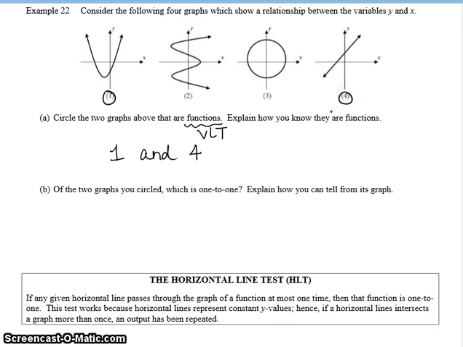Which is one-to-one. So now, for it to be one-to-one, it has to pass the horizontal line test. Well, if you look at choice 1, it fails it because it's going to hit that twice. But choice 4 only hits it once when you do the horizontal line test. So it's going to be 4 passes the HLT.